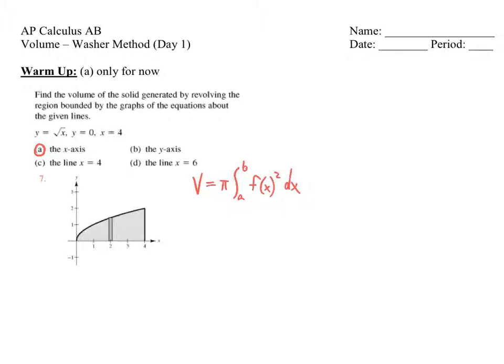So, in this case, f of x is the square root of x, and our bounds are going to go from 0 to 4, okay? So our volume here is going to be pi times the integral from 0 to 4 of the square root of x squared, which of course is just x. So it's going to be pi times the integral of x, so that's x squared over 2 integrated from 0 to 4.